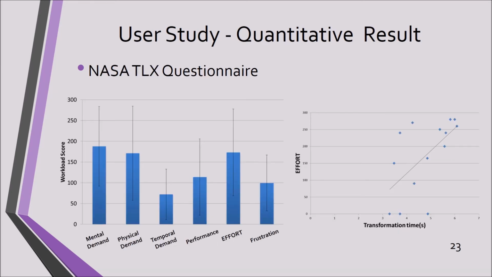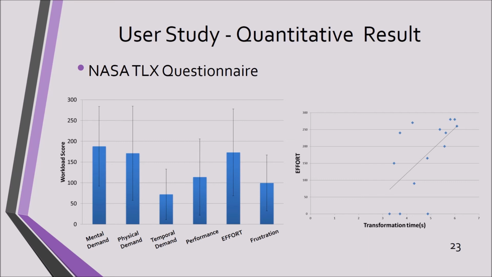The NASA TLX questionnaire measures the effort in the system. The result shows that mental demand, physical demand, and effort have relatively high scores. The high mental demand score shows participants were engaged in a discussion. The high physical demand may be due to hardware problems, such as the head-mounted display. The high effort means the user feels that he spent more energy to achieve their level of performance.